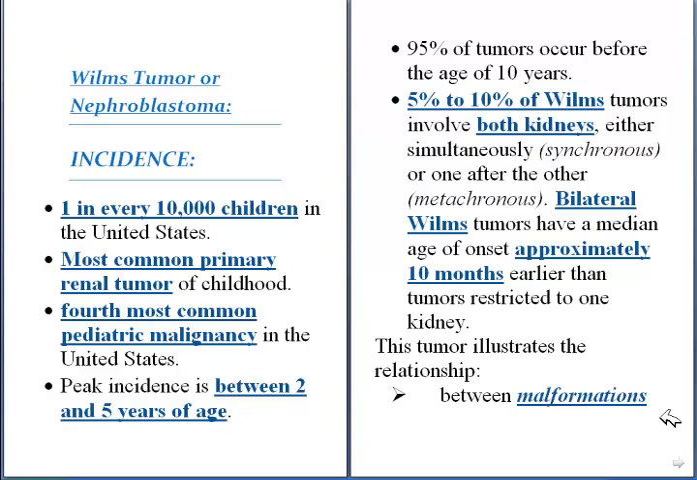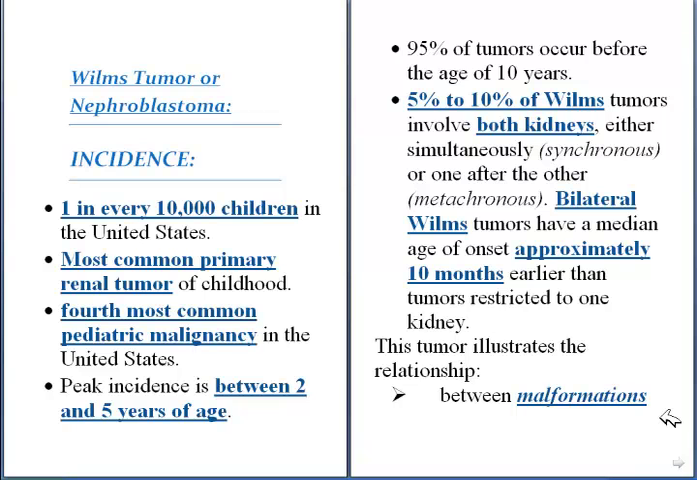Now let us discuss Wilms tumor or nephroblastoma, which is actually the cancer of the kidneys in children. Its incidence is 1 in every 10,000 children in the United States. It is the most common primary renal tumor of childhood and the fourth most common pediatric malignancy in the United States. The peak incidence is between 2 and 5 years of age.